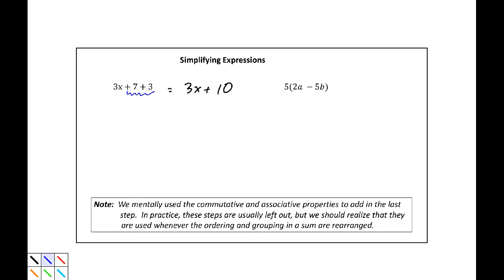A second example, I have 5 parentheses 2a minus 5b. So here I will distribute my 5. So 5 times 2a, which would be 10a, minus 5 times 5b. 5 times 5 is 25, so this becomes 10a minus 25b. Now note, we usually use the commutative and associative properties to add in the last step. But in practice, these steps are usually left out, but we should realize that they are used whenever the ordering and grouping in a sum are rearranged.